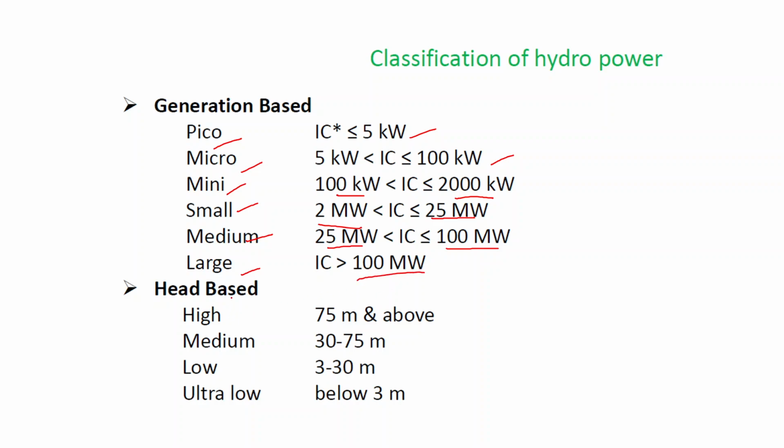and large plant produces a power of greater than 100 megawatt. And on the basis of head, meaning the difference of height from the water flow to the turbine, it is also divided as ultra low, which has a head height of less than 3 meter. Then low has a head height of 3 to 30 meter. Then medium has 30 to 75 meter, and high has 75 meter or more than that.